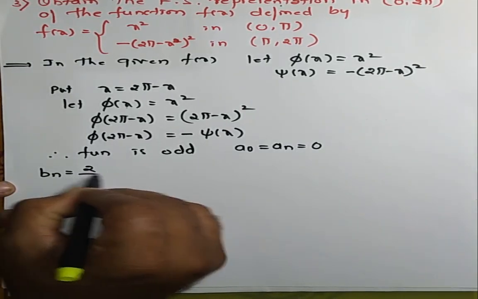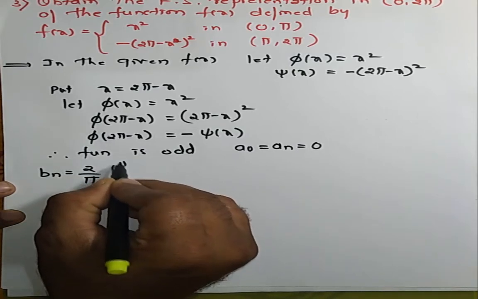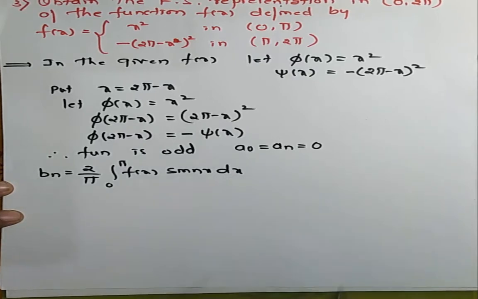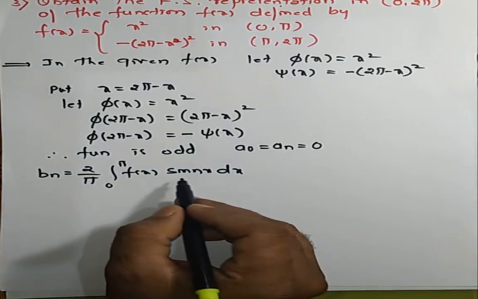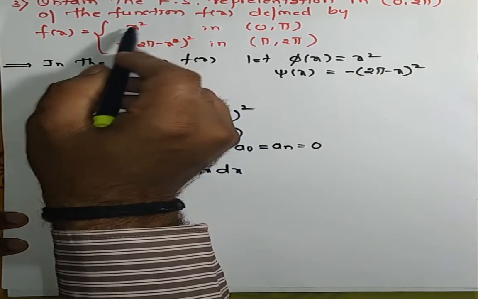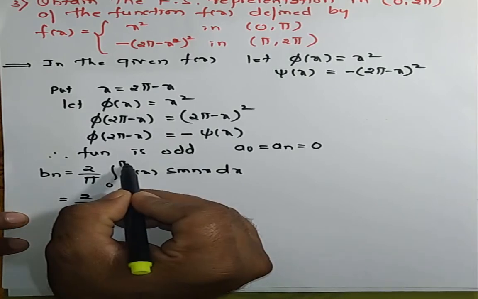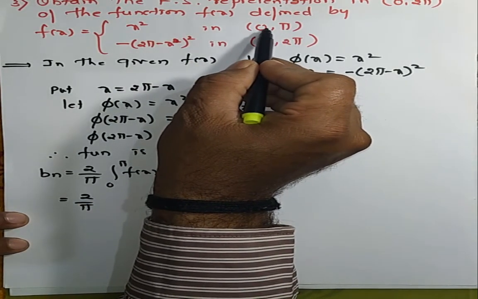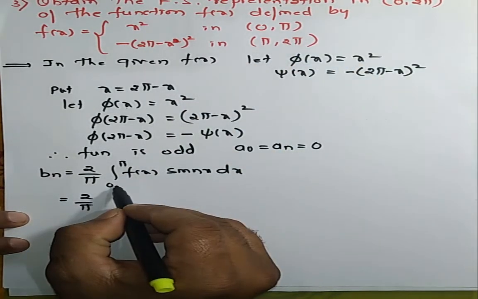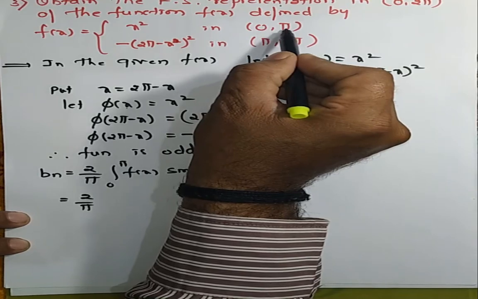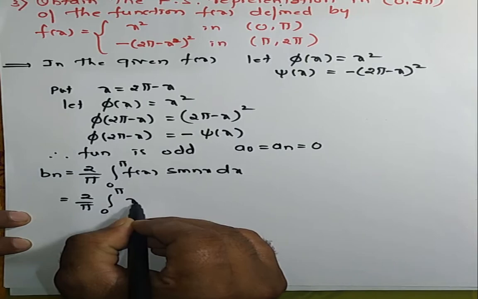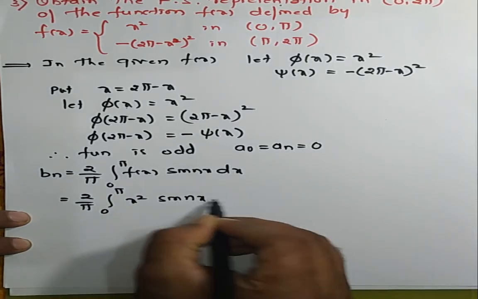So bn is equal to 2 divided by pi, integration 0 to pi, f of x into sin nx with respect to dx. Okay, so here you need to put the value of f of x. The interval is 0 to pi, so what is the function having here? 0 to pi having is x square. Pi to 2 pi you cannot take because the interval is 0 to pi, so the function defined in the given function is x square. So you have to take 0 to pi x square into sin nx with respect to dx.